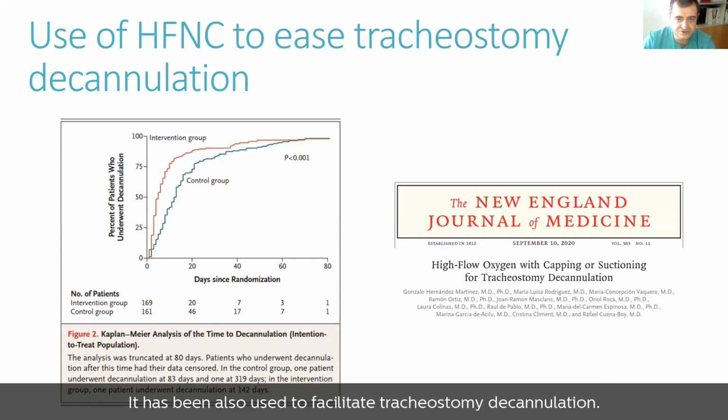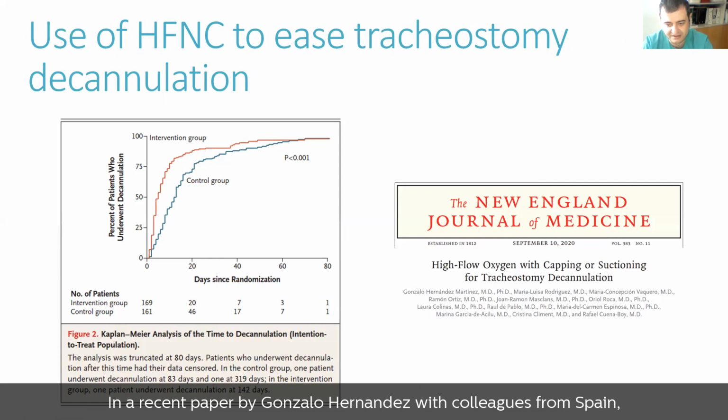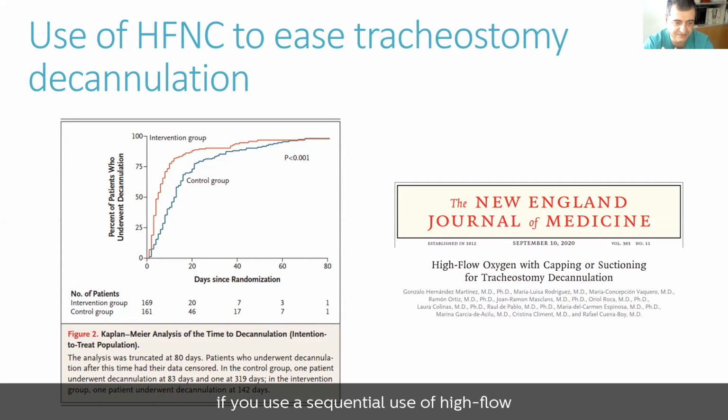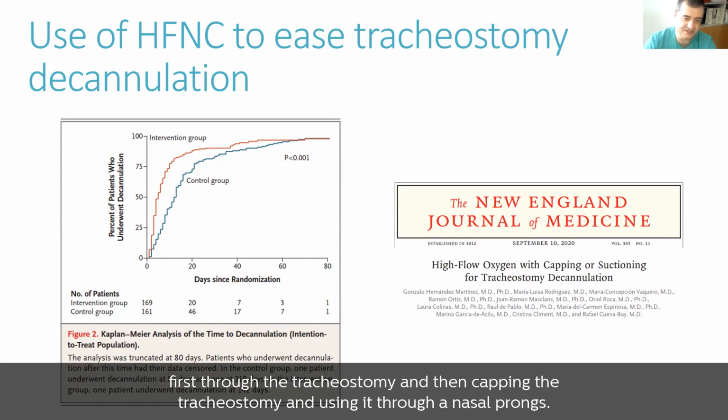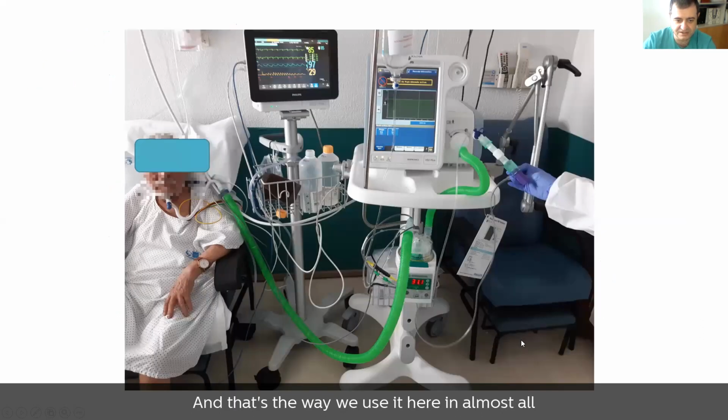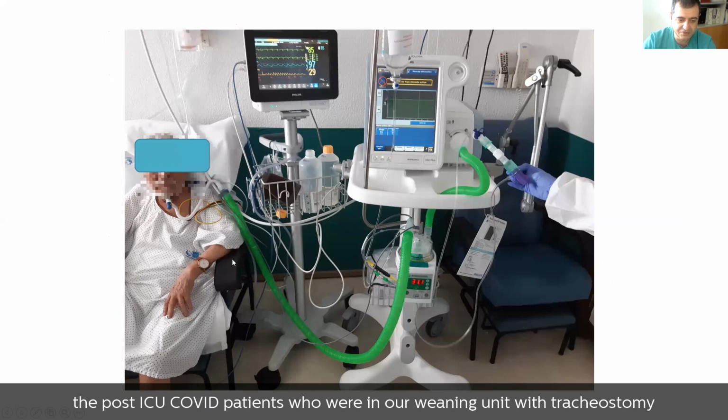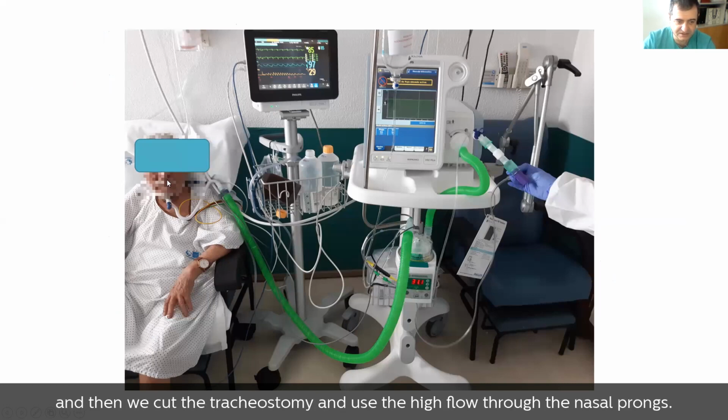It has also been used to facilitate tracheostomy decannulation. In a recent paper by Gonzalo Hernandez, who is a colleague from Spain, he demonstrated that the process of decannulation was faster if you use a sequential use of high flow, first through the tracheostomy and then capping the tracheostomy and using it through nasal prongs. And that's the way we use it here in almost all the post-ICU COVID patients who are in our weaning unit with tracheostomy: we cap the tracheostomy and use the high flow through the nasal prongs.